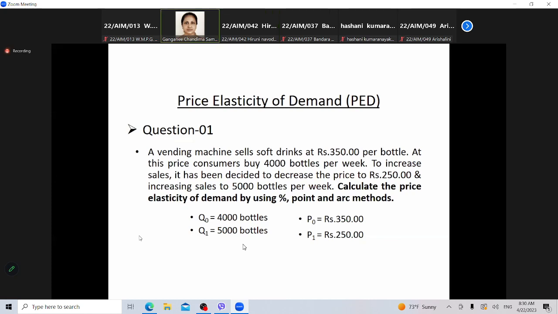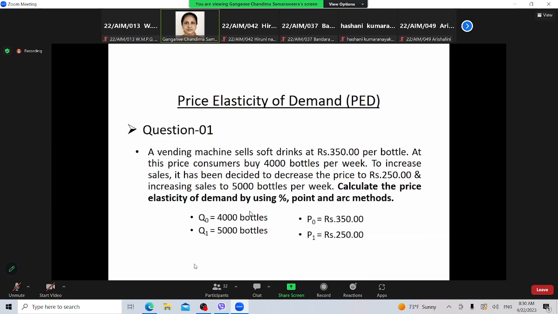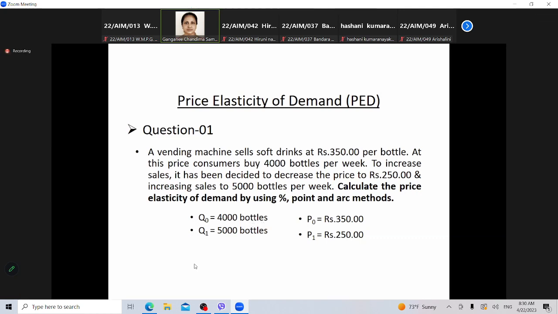Hiruni, please mute your mic. Okay, so here you can see percentage change. Compared to 4,000 the change is 1,000, because 4 to 5. What is the change to 100? Okay, so that is the percentage change. Hope the denominator is okay now.